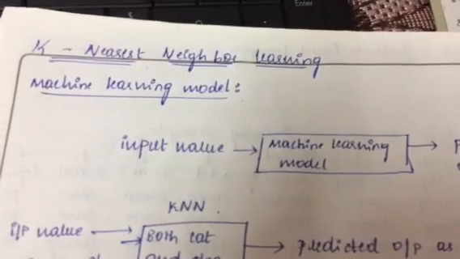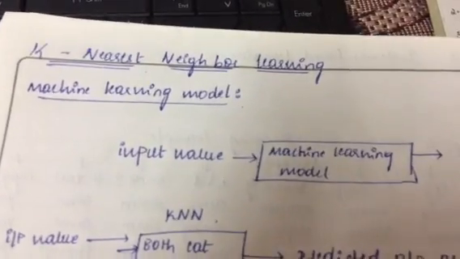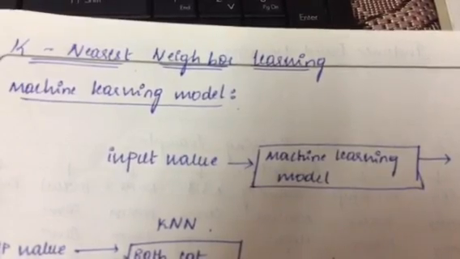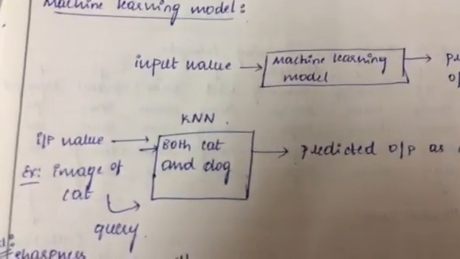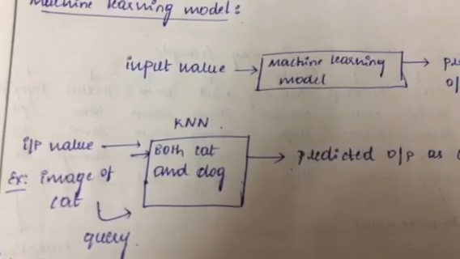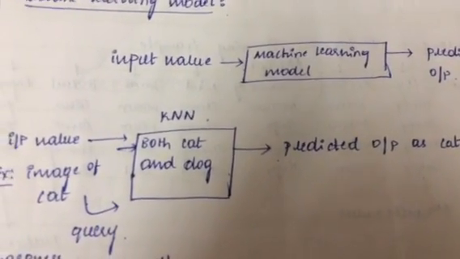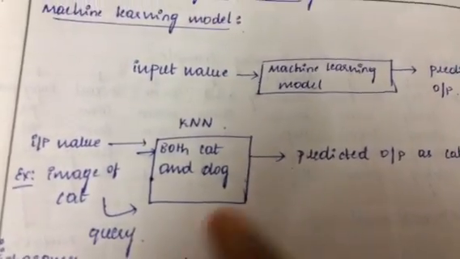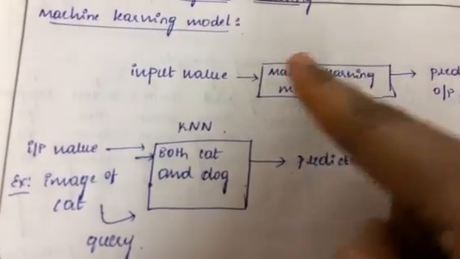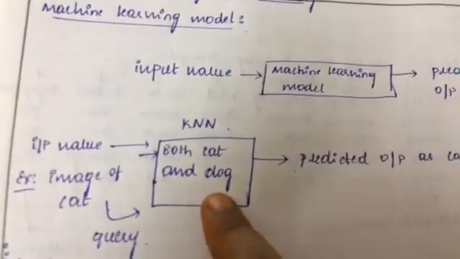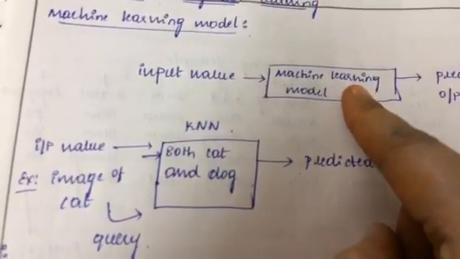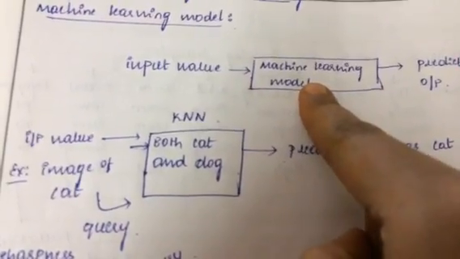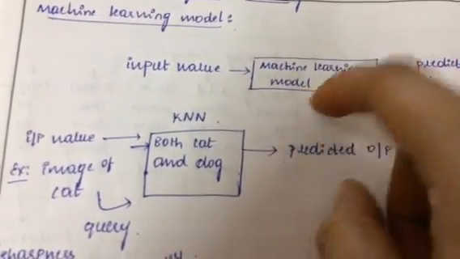Now, for example, if a picture of a cat or a dog is given to you, you have to classify whether it is a cat or a dog based upon the training data or the past data that is present. So this is an example based on the machine learning model. Here you have a machine learning model, and it will have the database, that is, the previous data stored in it.